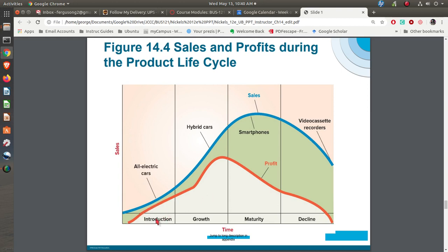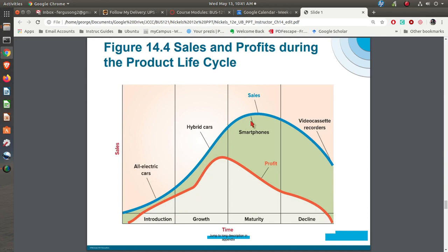In the introduction cycle, you're not going to be selling as much and you're not going to have much in the way of profit. During the growth phase, you're going to have sales that go up quite a bit, while your profit is also going to be going up.